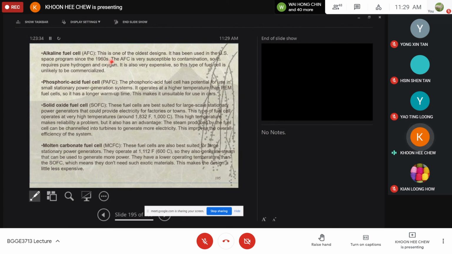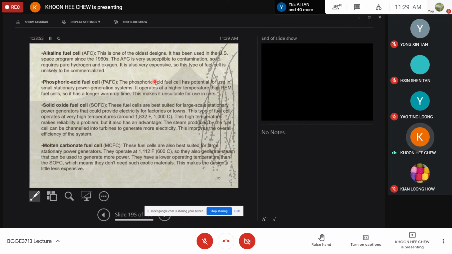And the alkaline fuel cell is very susceptible to contamination. So it requires pure hydrogen and oxygen. Okay, the big point of it is that it is easily contaminated. So the hydrogen and oxygen that you use need to be very pure, and it's also very expensive. And this type of fuel cell is unlikely to be commercialized. Okay, and the phosphoric acid fuel cell.